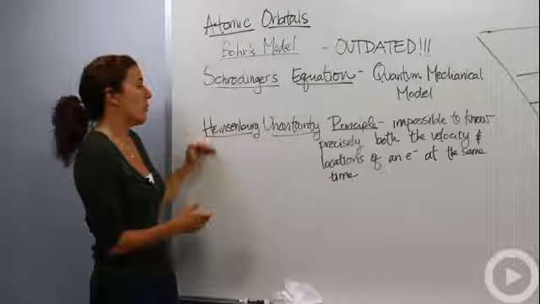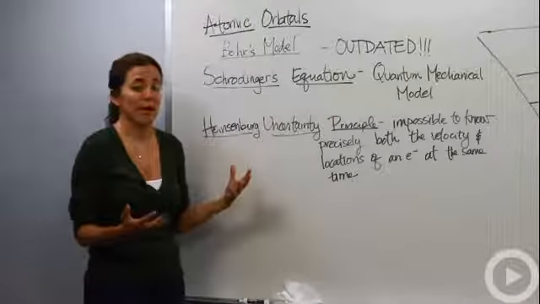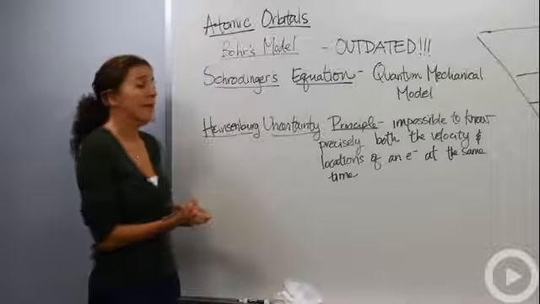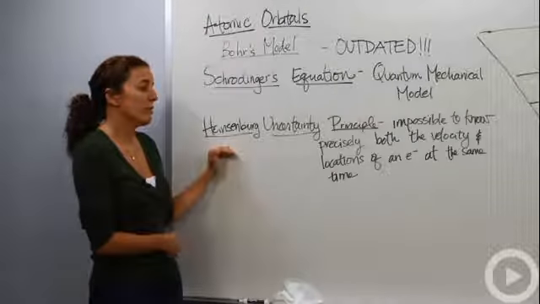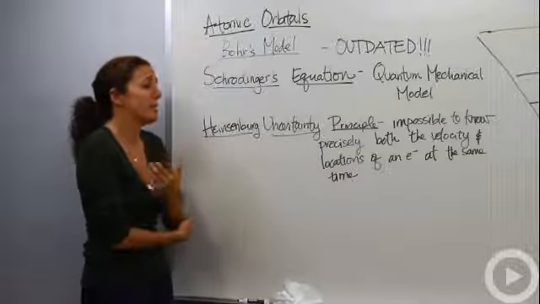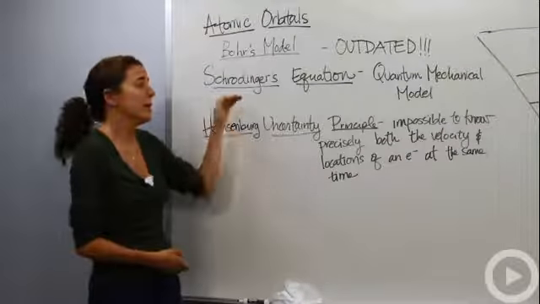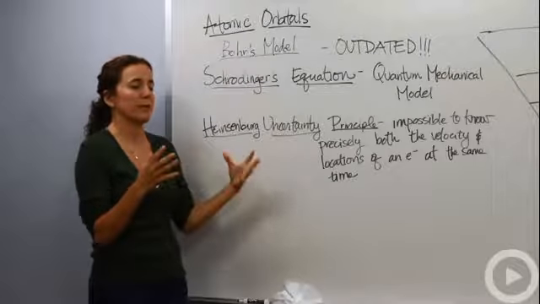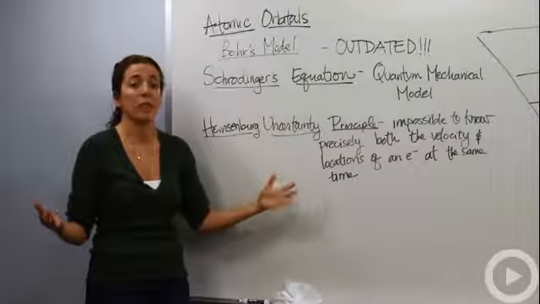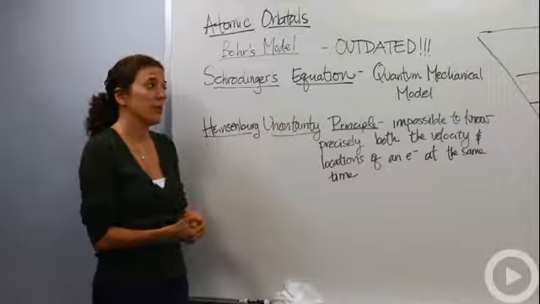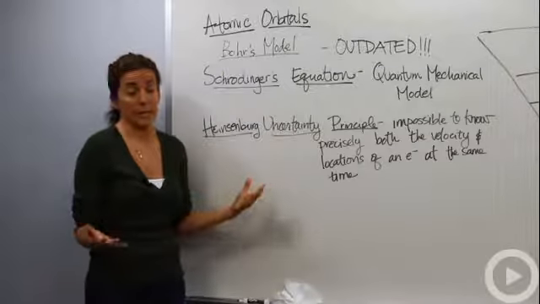So Schrödinger, along with Heisenberg, came up with a new idea of what an atom looks like. It's the one we use today. Heisenberg's uncertainty principle states that it's impossible to know precisely both the velocity and location of an electron at the same time. He, along with Schrödinger, calculated this huge mathematical idea of where an electron can be found, and came up with this new idea of what an atom looks like.